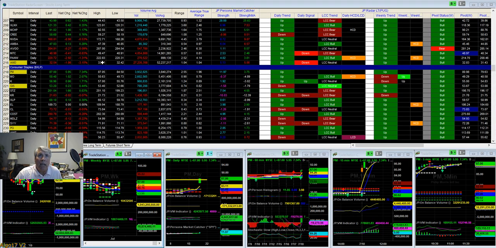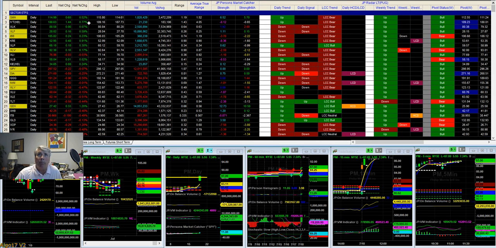All right, looking at the rest of the tape and the board today going up and down, where's the strength and weaknesses coming from?